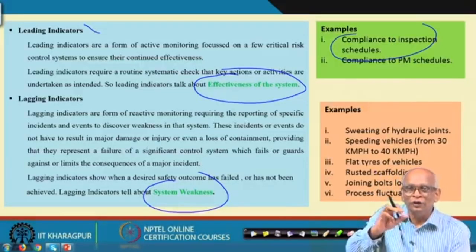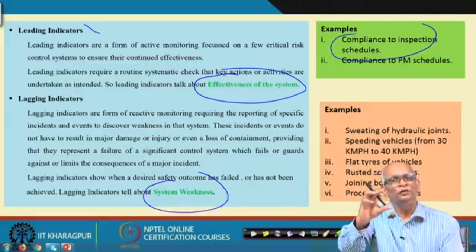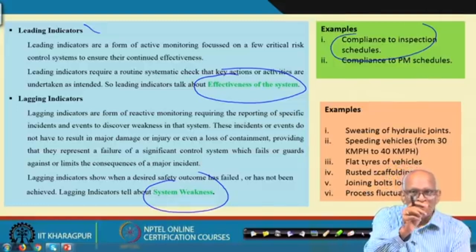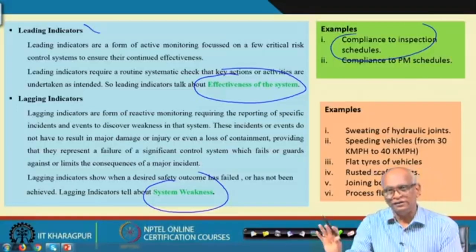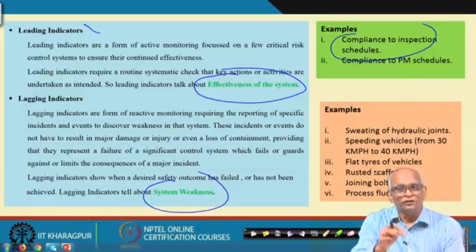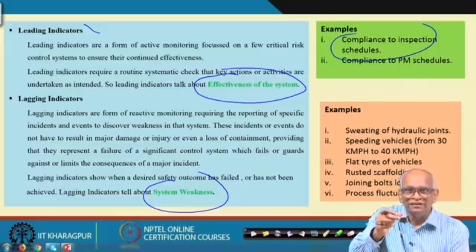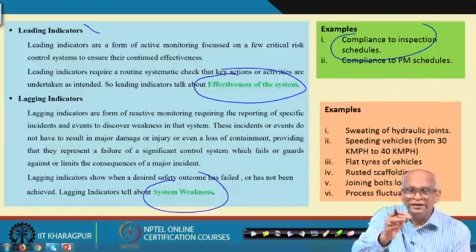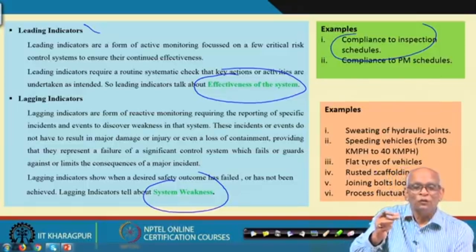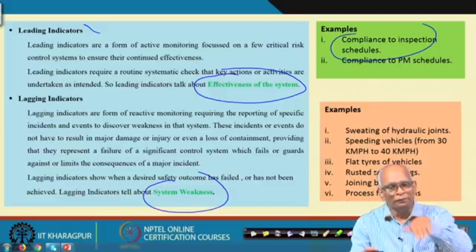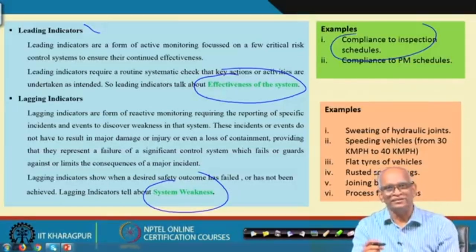Once you see the rusting, if you take action, the scaffolding will not fail. Some of the bolts have become a little loose, nothing has failed. The joint has not failed, but it has become loose. It is a lagging indicator, because if you do not address the looseness, then it will fail. So, the lagging indicator starts from looseness. So, where the process has not failed but there are fluctuations, they are lagging indicators.